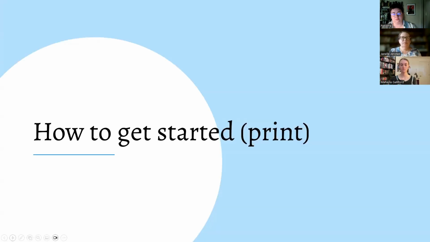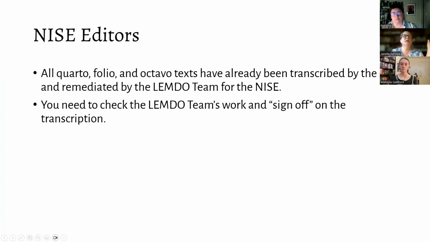So, how to get started, and here I'm talking about print rather than manuscript. Depending on the anthology that you're editing for, you might actually have a different starting point. For NISE editors, all the quartos, octavo, and folio texts have already been transcribed for the ISE or by the ISE, and they've been remediated by the LEMDO team for the new Internet Shakespeare Edition. So your work as editor is actually to check the LEMDO team's work and then sign off on the transcription. Once you've done that, we consider it to be peer reviewed. You're the peer reviewer, in fact.